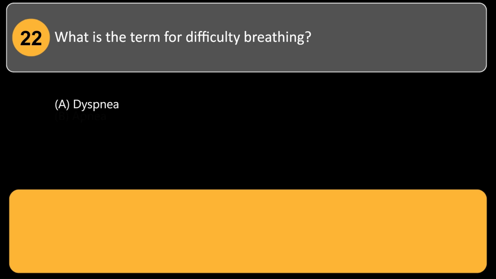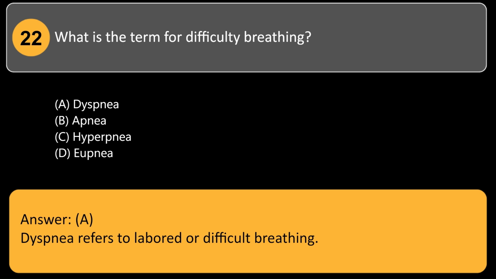What is the term for difficulty breathing? A. Dyspnea. B. Apnea. C. Hyperpnea. D. Eupnea. Answer, A. Dyspnea refers to labored or difficult breathing.